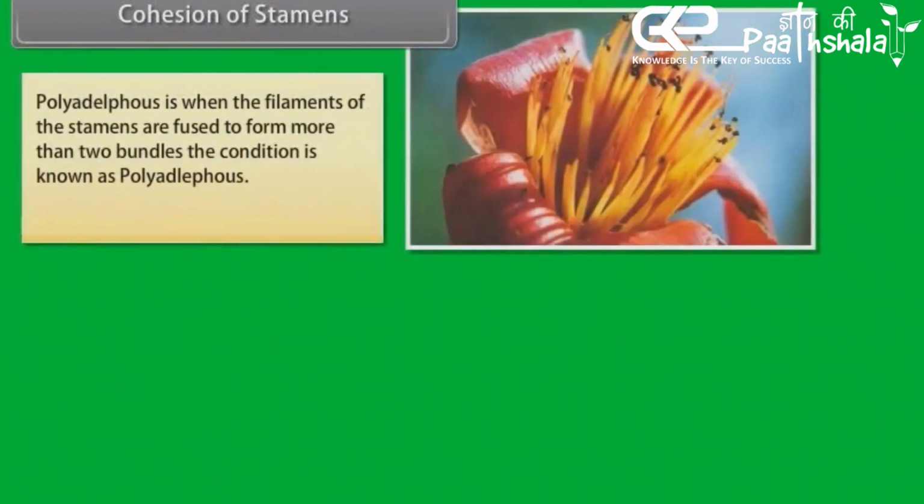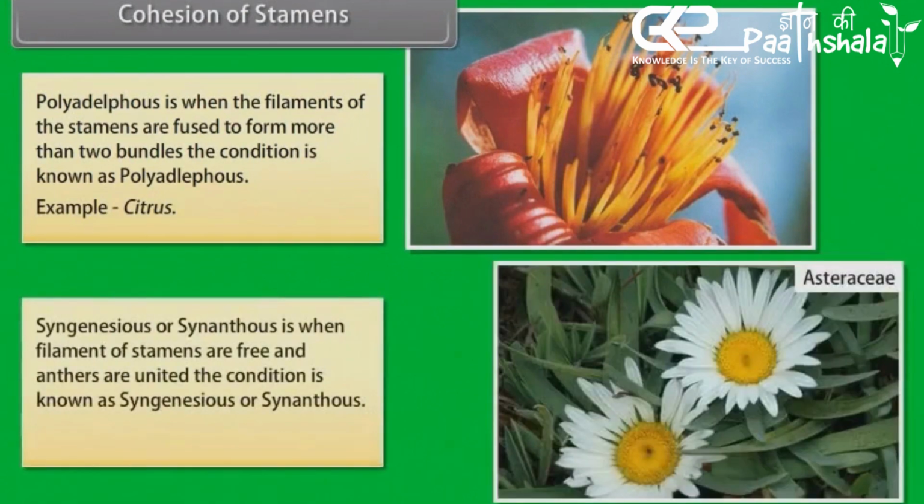Polyadelphous is when the filaments of the stamens are fused to form more than two bundles. This condition is known as polyadelphous. Example: Citrus. Syngenesious or synantherous is when the filaments of stamens are free and the anthers are united. This condition is known as syngenesious. Example: Asteraceae.